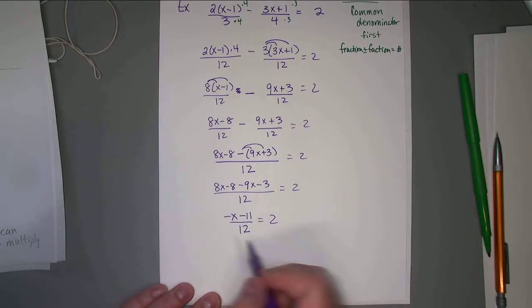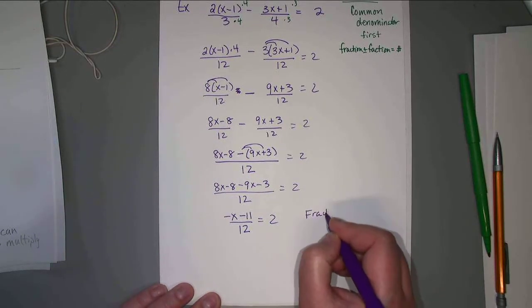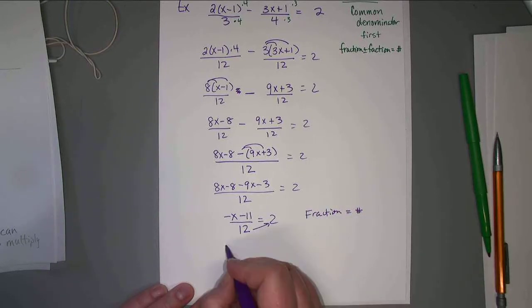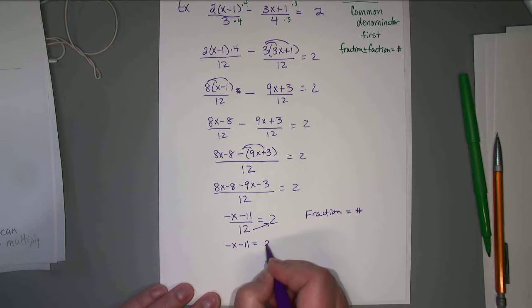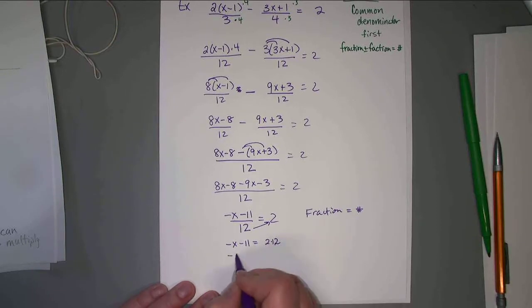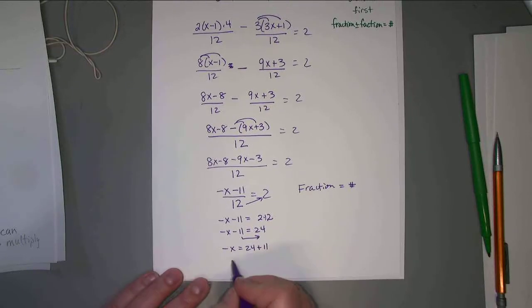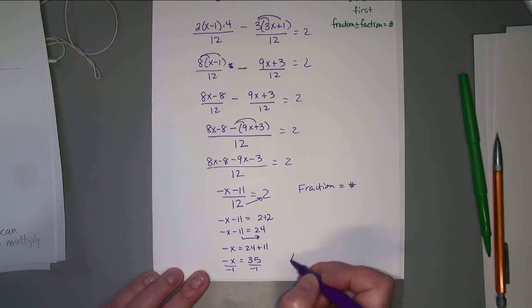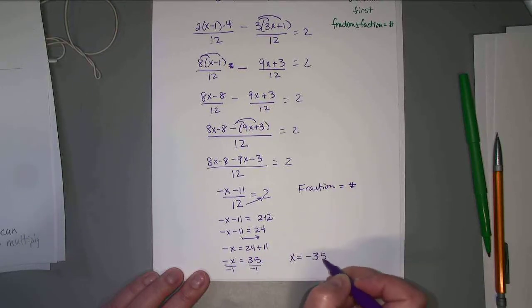So now we're back to a fraction equals a number. And we're going to cross multiply, so the 12 times the 2. Move the 11 over. And divide by negative 1. So we get x is negative 35.